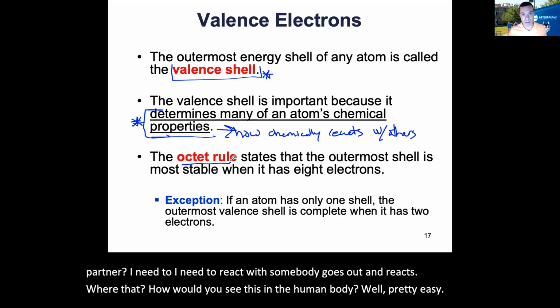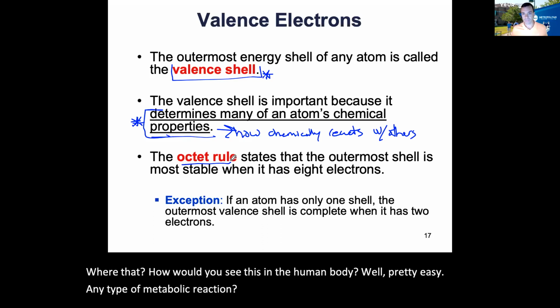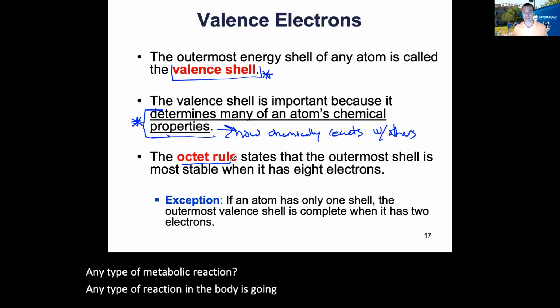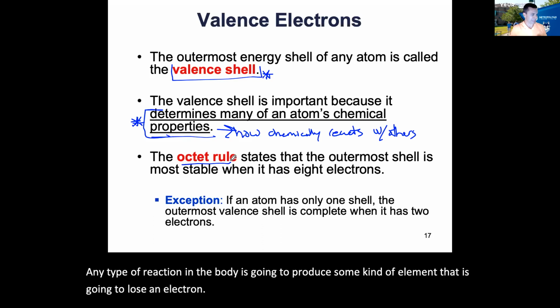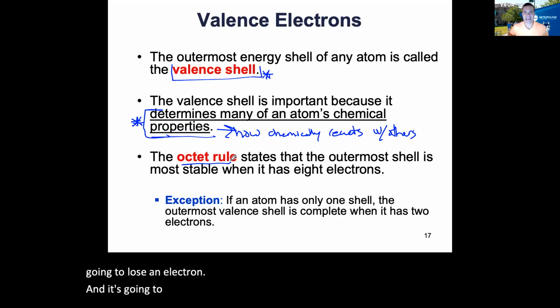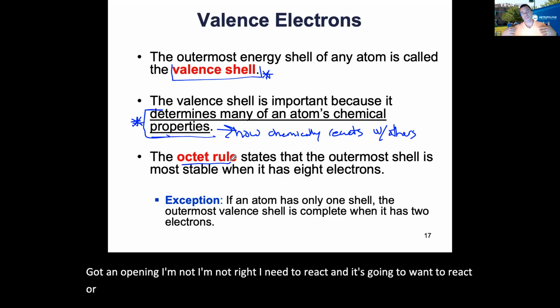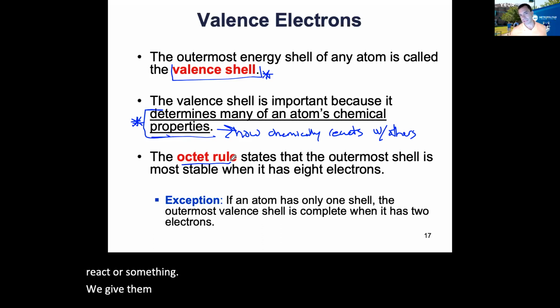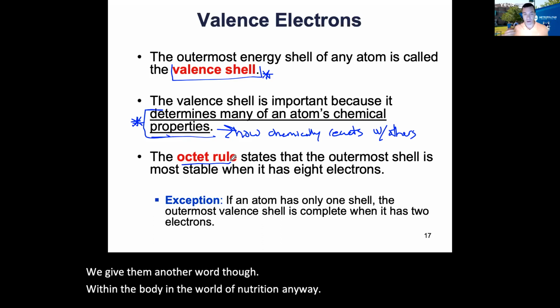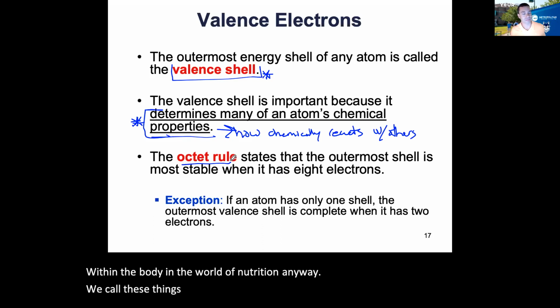Any type of metabolic reaction, any type of reaction in the body, is going to produce some kind of element that is going to lose an electron. And it's going to be like, I've got an opening. I'm not right. I need to react. And it's going to want to react to something. We give them another word within the body, in the world of nutrition anyway. We call these things free radicals.